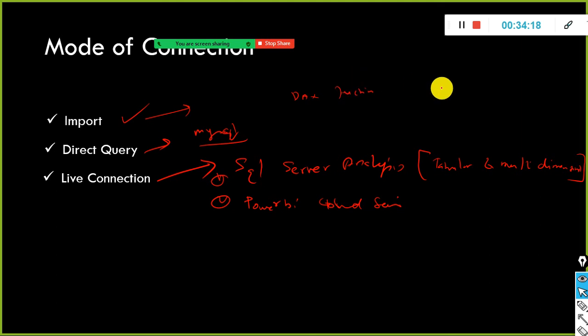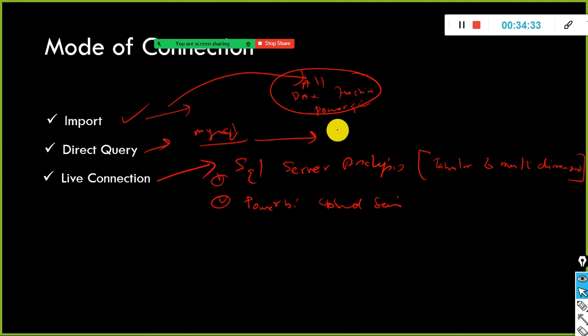And then this one, the DAX function, you can use all DAX functions in import mode. All DAX functions, and even the Power Query Editor, you can perform all kinds of data transformation. Whereas in the case of DirectQuery, you can use only a limited number of DAX functions, and also you can perform a limited number of data transformations using Power Query Editor.